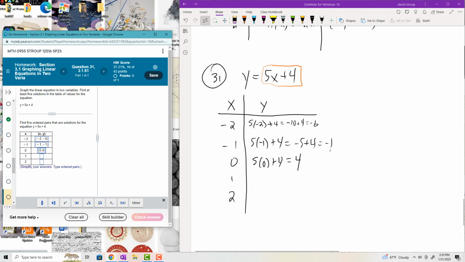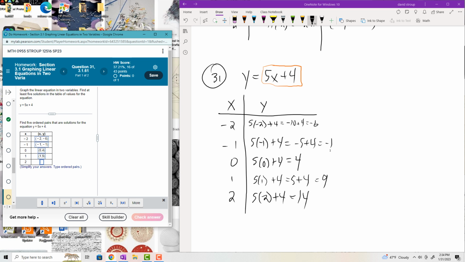And then we have 5 times 1 plus 4. That'll be 9. So this is 1, 9. Make sure you don't accidentally put too many parentheses in there. It won't like that. Then 2, so 5 times 2 plus 4. 10 plus 4 is 14.